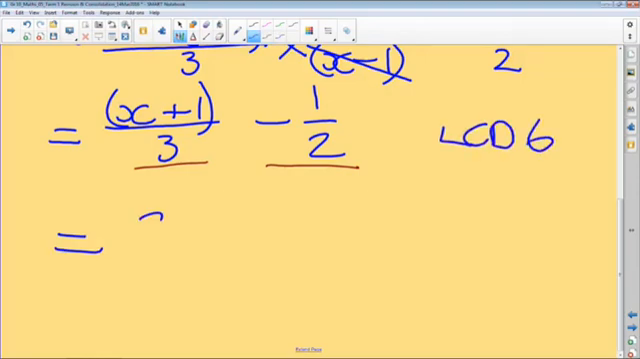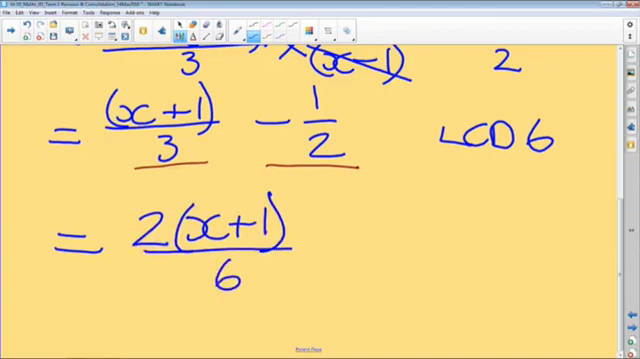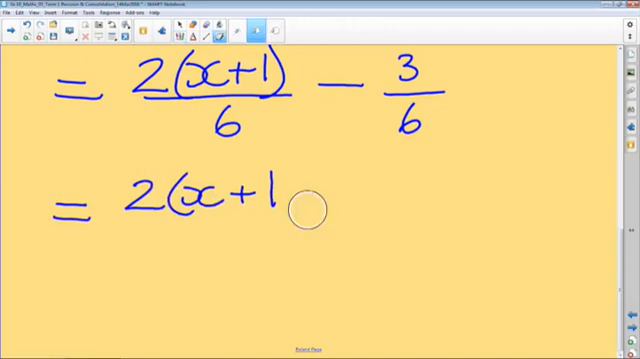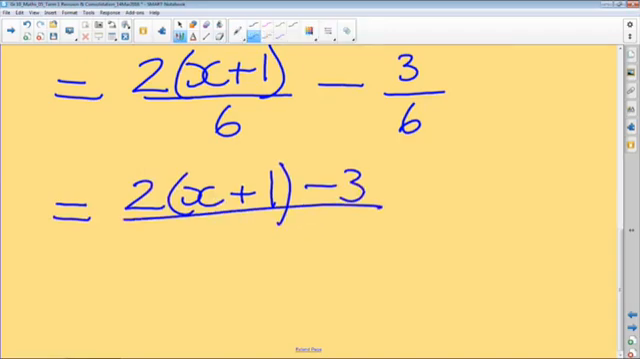That means this fraction gets multiplied by 2 over 2, and this one gets multiplied by 3 over 3, giving us 3 over 6. So our final answer will look something like this: 2x plus 1, let's get rid of that dot, minus 3 over 6.